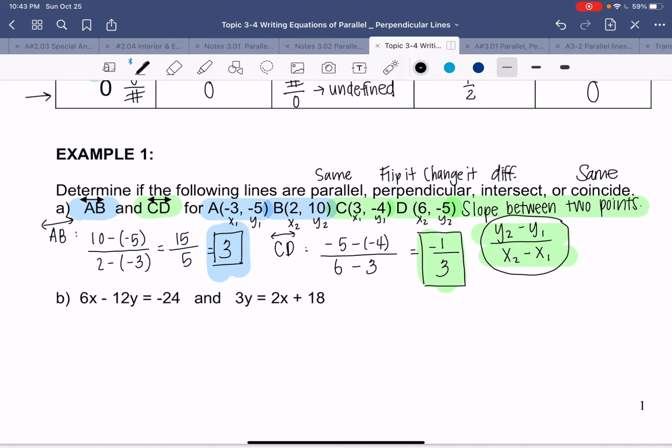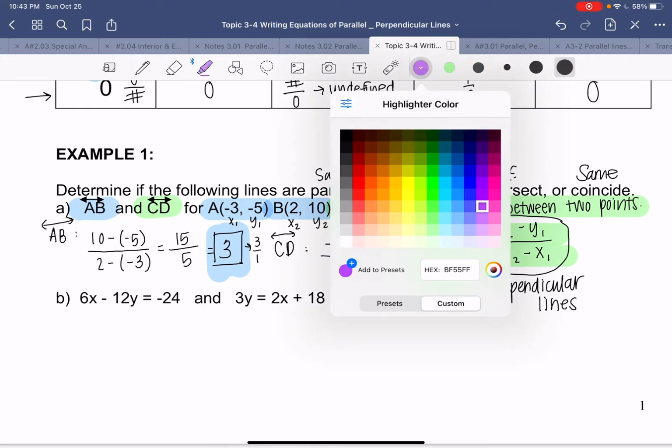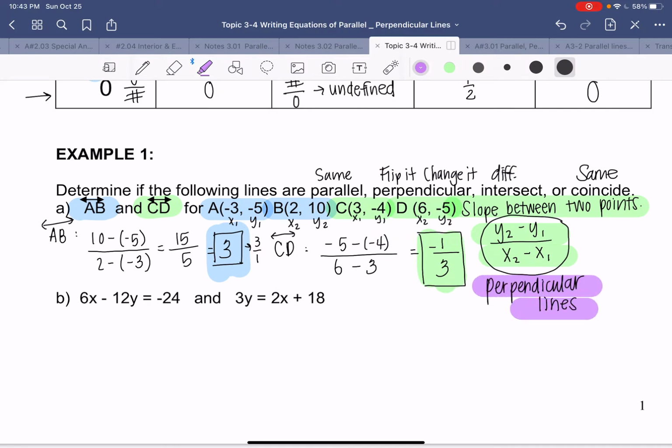So they're either going to be perpendicular or intersecting. So technically AB, this can also be 3/1. So I definitely flip the numbers when it comes to our slope of 3 and our slope of -1/3. Did I change the sign? All right, yes, I did. So this one is perpendicular. These are perpendicular lines. Okay, I'm going to highlight this in a different color. Okay. All right.